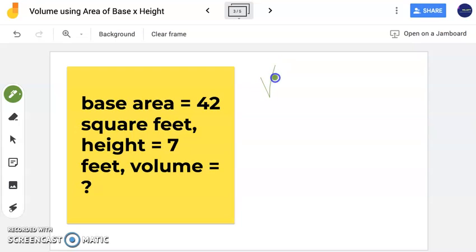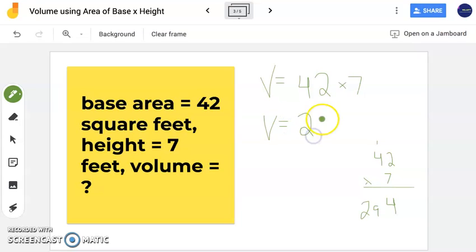Now, just like the previous problem, my volume is the area of my base, which is 42, and I determine that by my length times my width times my height of 7. Now this is a problem where do not hesitate to use scrap paper to write out your multiplication problem. So 42 times 7, notice I'm using scrap paper to do this, which is absolutely fine, giving me 294 as my final answer for the volume of this rectangular prism.